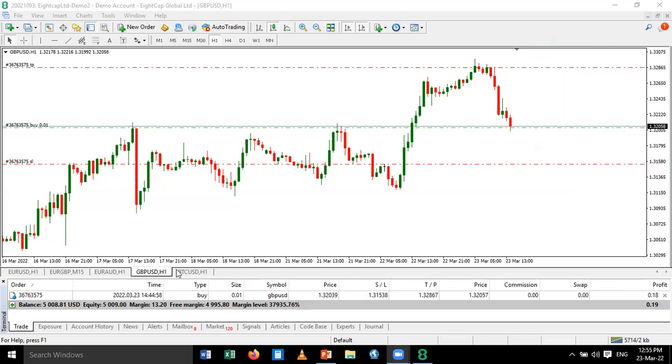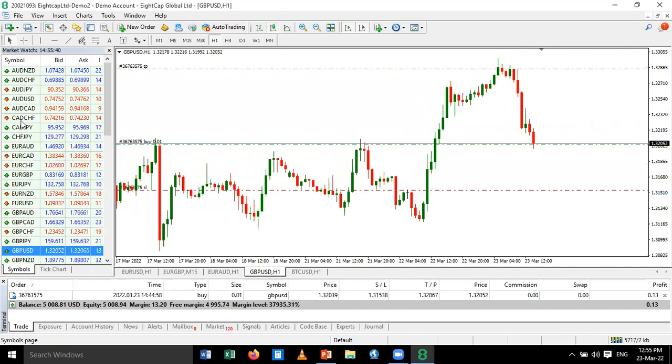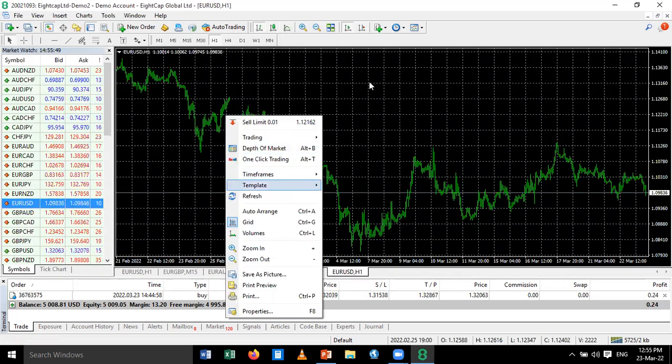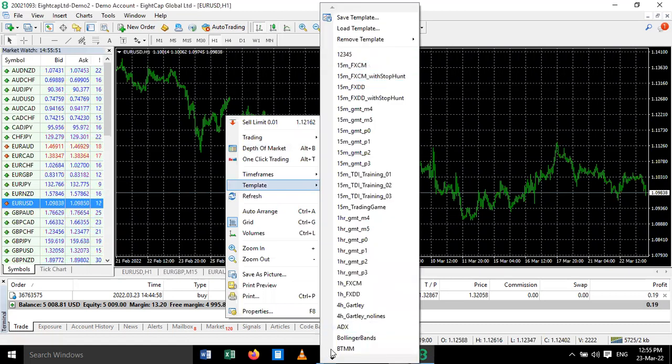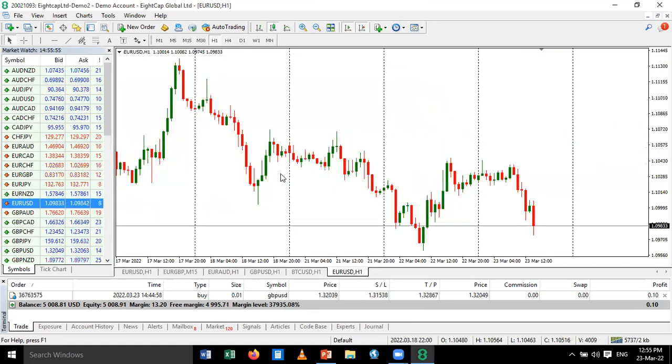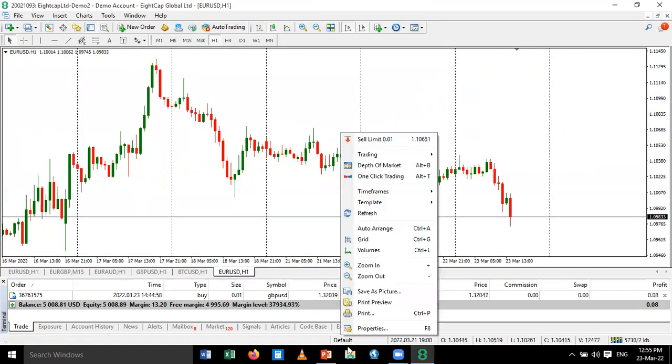Now I'm going to pick a different currency pair. The first one I used was GBP USD. Now, let me see if I can use Euro USD for this.